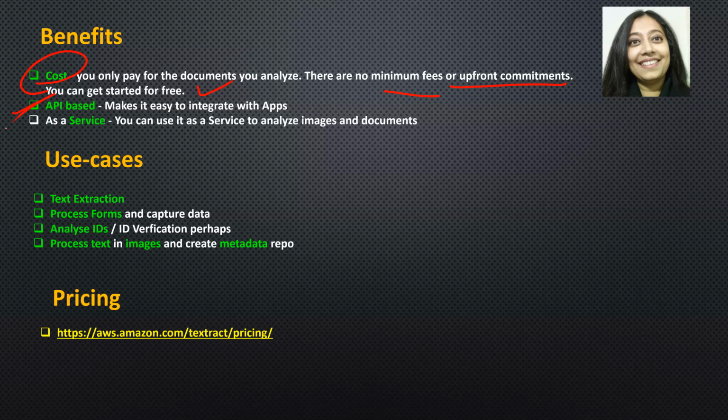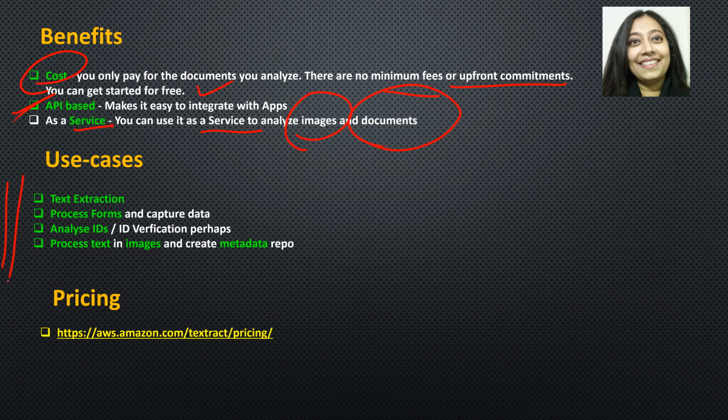That means if you know how to work with APIs, you can use this service. As we discussed earlier, you don't need to know deep learning or machine learning. Call the API, it does the job, and you're good. And most importantly, it's a service. So you can just basically use it as a service to analyze images and documents.